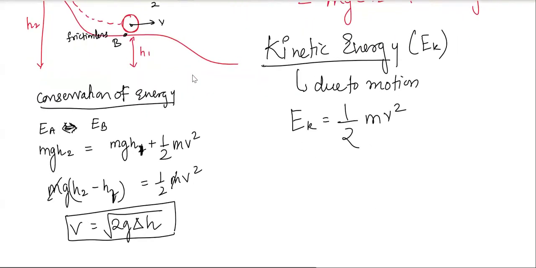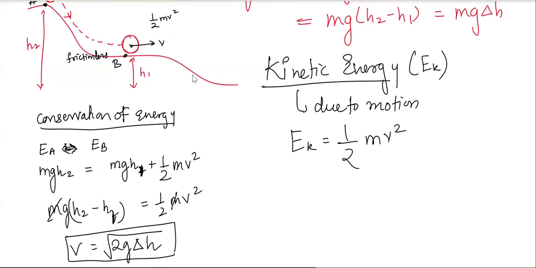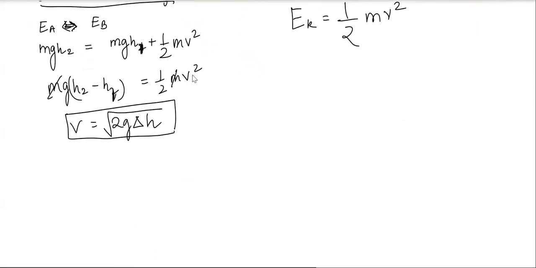So what we can say is that whatever the change in gravitational potential energy is, it is converted to kinetic energy. Okay.